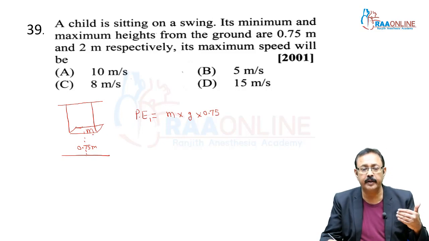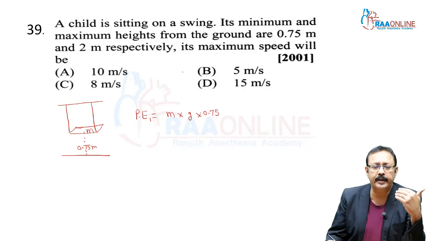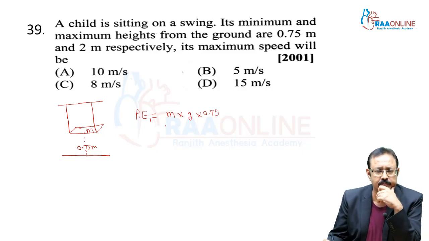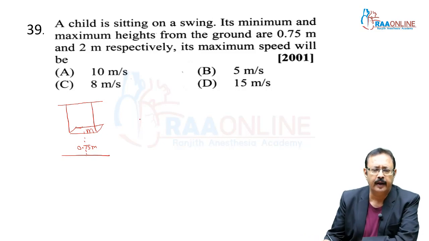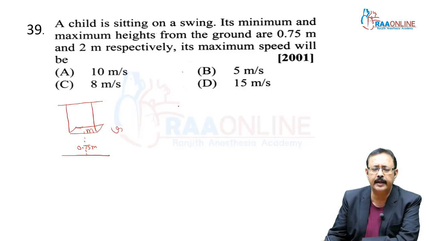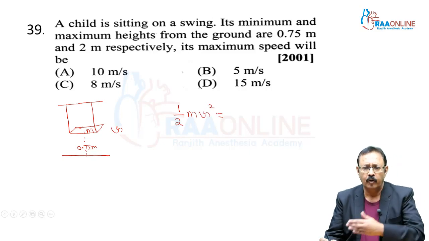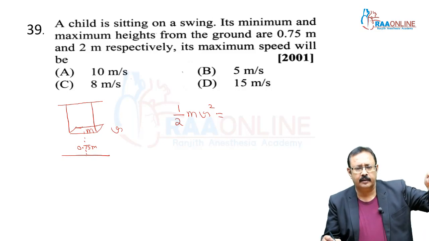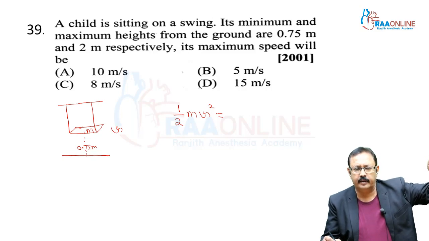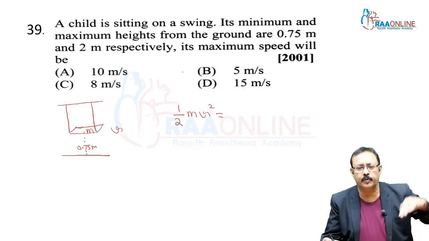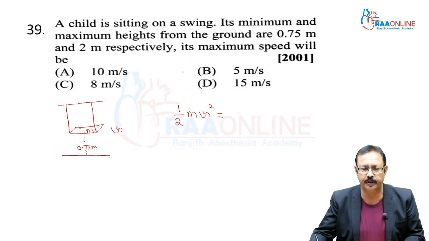If he is swinging, and at this point its velocity was v. So kinetic energy at this point, okay, we will take this as 0. At this point, if the velocity of swing was v, its energy was half m v square, maximum at this point. When the swing is gaining height, this kinetic energy is converting into potential energy. So at maximum height, it will become 0. The whole kinetic energy is converted into potential energy.